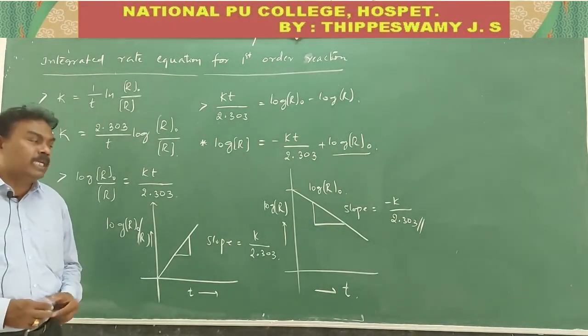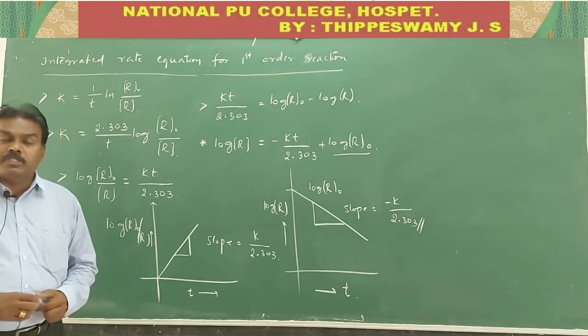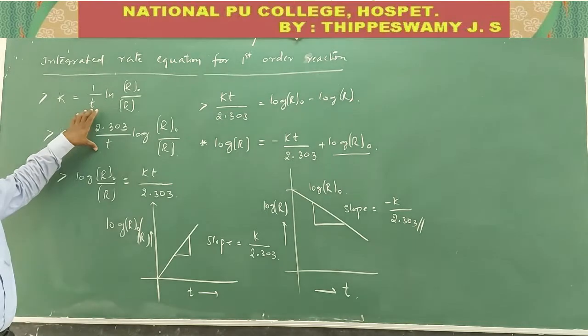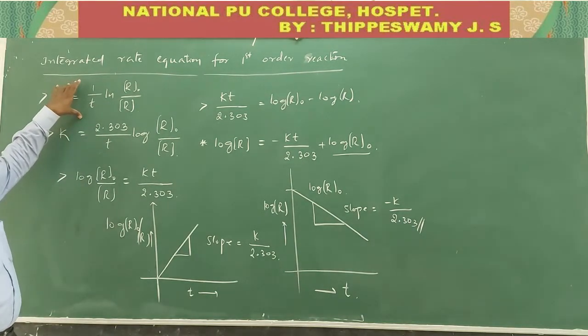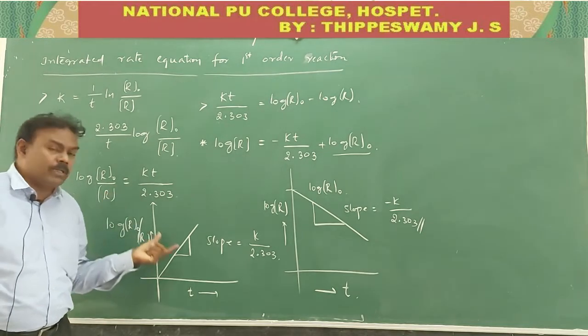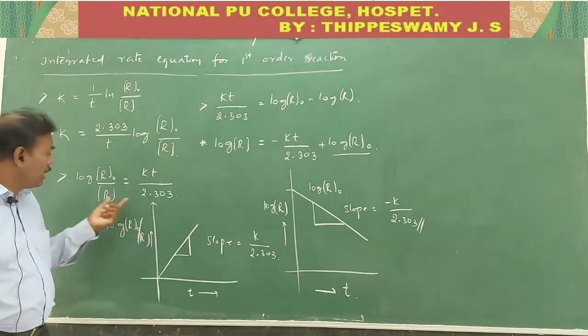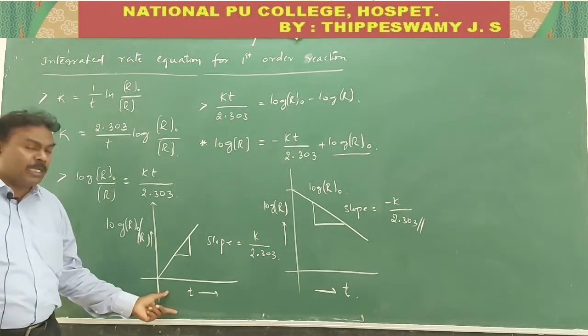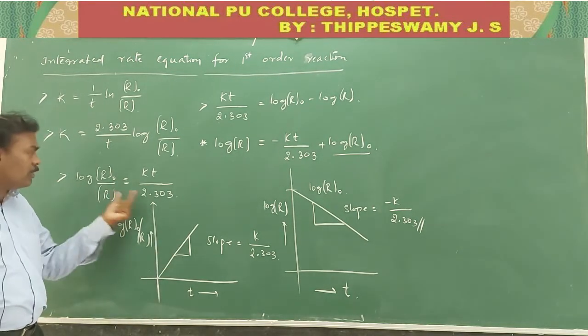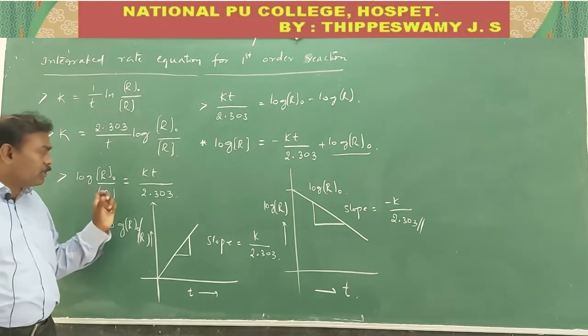Integrated rate equation for the first order reaction. These are all the different forms of the first order reaction. So you can write this in this manner, or in this manner, or in this manner. All these are correct only. And this equation is similar to the equation of the straight line. When you plot a graph of log r0 by r versus time t, you are getting the straight line from the origin only. It obeys the equation of the straight line.